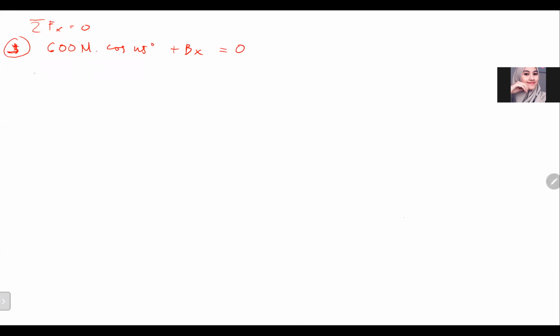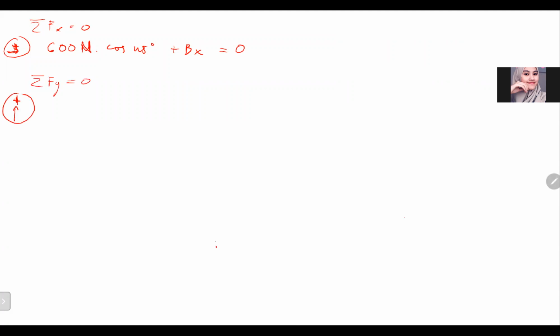Now, we can actually solve this, but I will solve it later. Sigma Fy equal to 0. I assume going up is positive. Now, going up is positive.